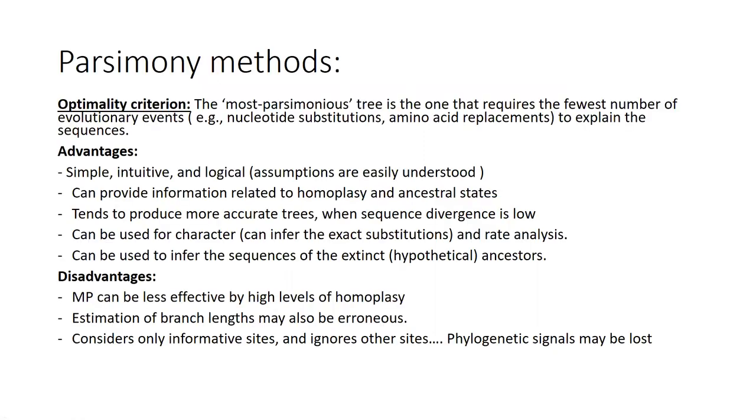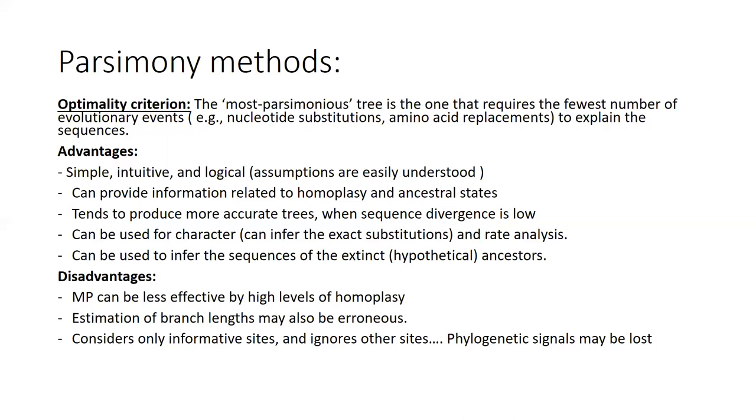So the maximum parsimony method chooses a tree that has the fewest evolutionary changes or shortest overall branch lengths. The main advantage of maximum parsimony is that it is very simple. Its assumptions are easily understood. In addition, this character-based method is able to provide evolutionary information about the sequence characters, such as information regarding homoplasy and ancestral states. It tends to produce more accurate trees than the distance-based methods when sequence divergence is low.